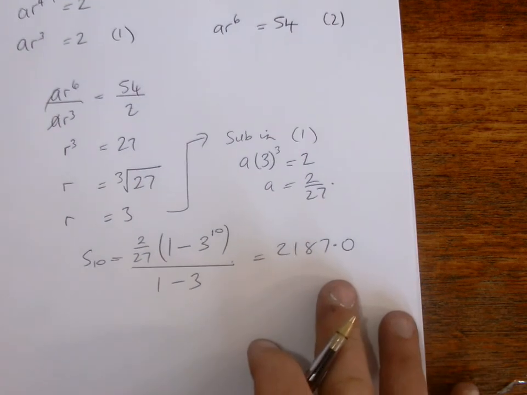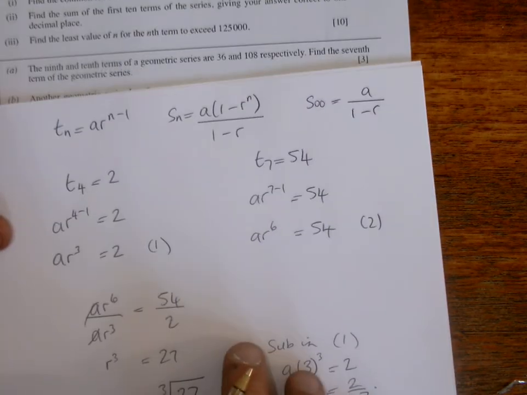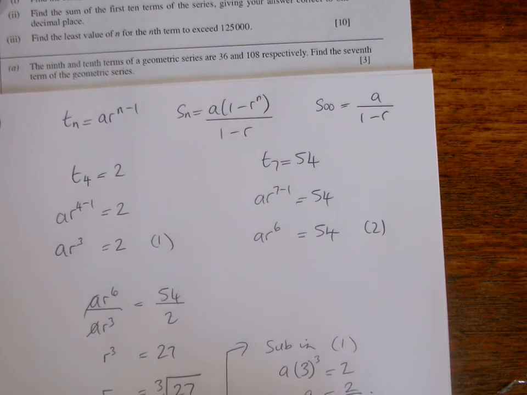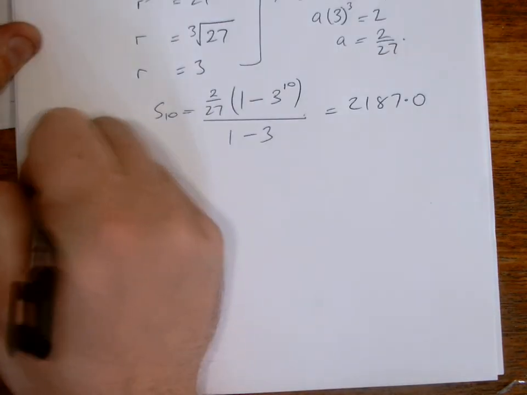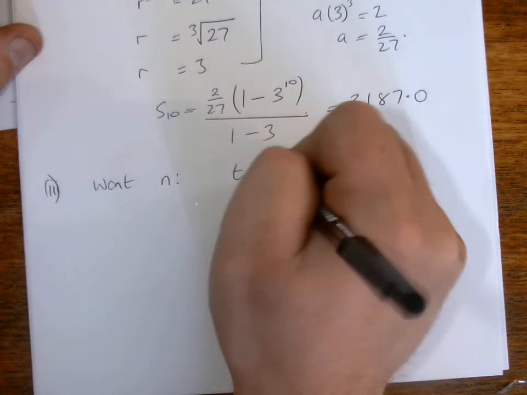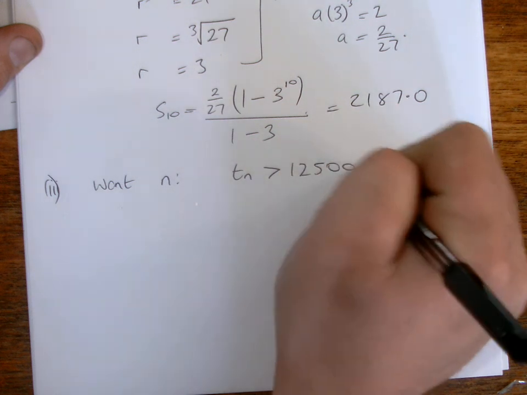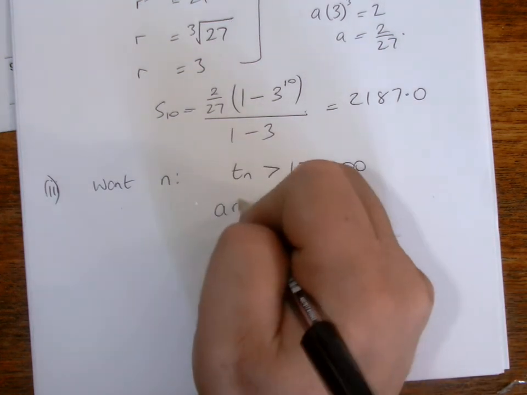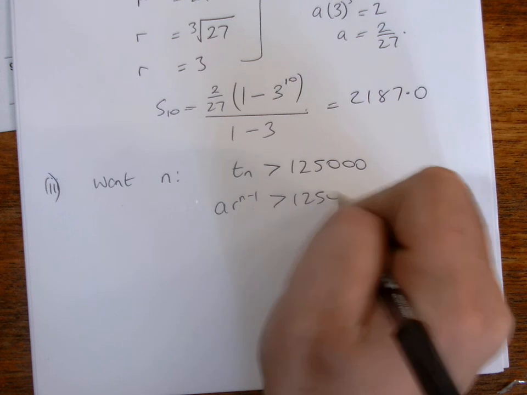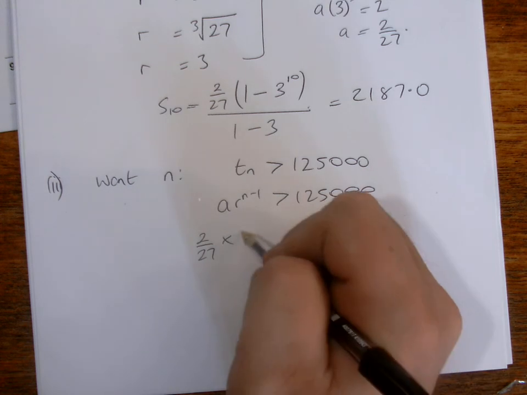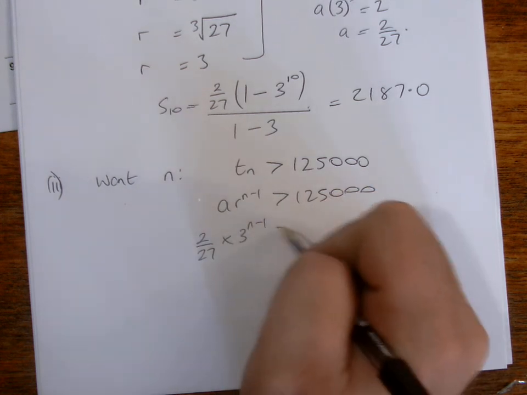Then in part 3 it says find the least value of n for the nth term to exceed 125,000. We don't know what n is, but we want the value of n such that the nth term exceeds 125,000. Remember, the nth term is ar to the n minus 1. We know a to be 2 over 27, and we know r to be 3.